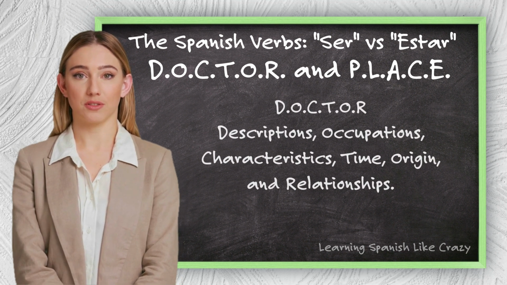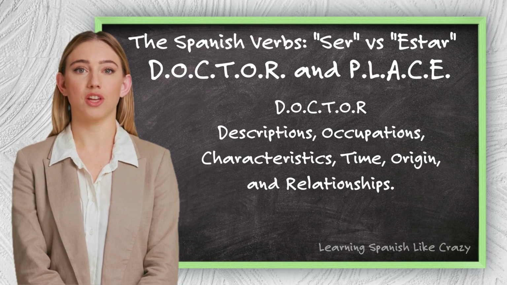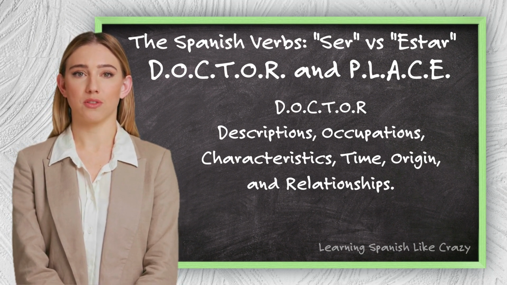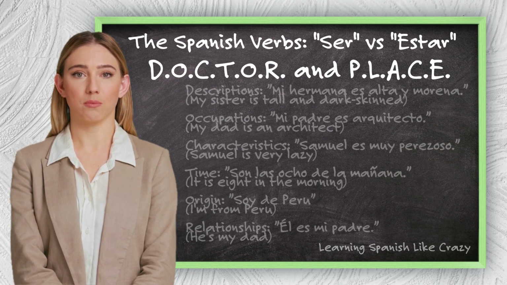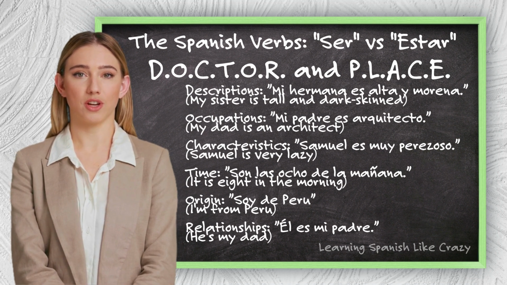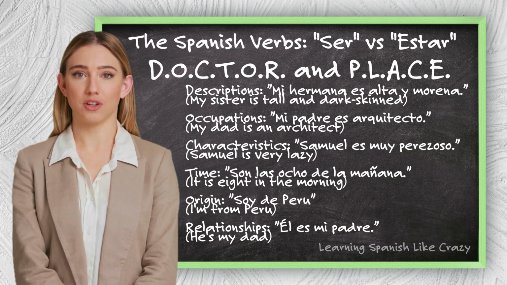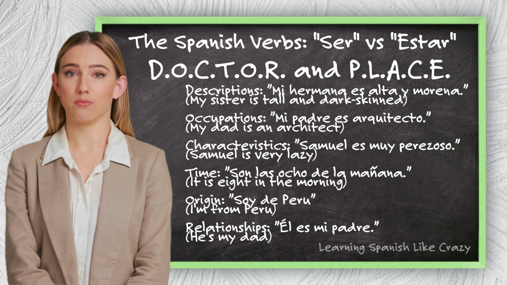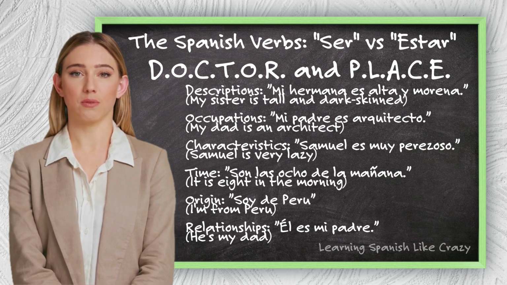D.O.C.T.O.R: descriptions, occupations, characteristics, time, origin, and relationships. These are situations where we use Ser. For example, Mi hermana es alta y morena. Mi padre es arquitecto. Samuel es muy perezoso. Son las 8 de la mañana. Soy de Perú. Él es mi padre.